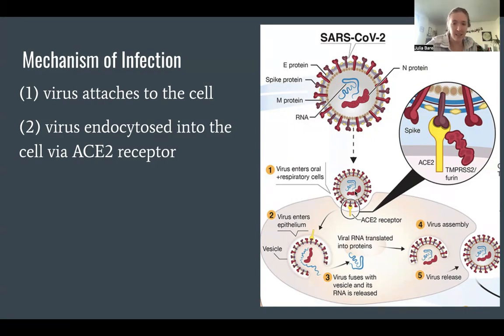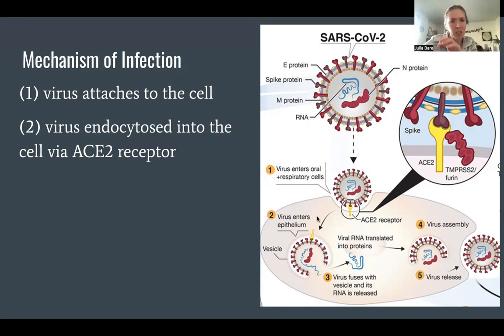The way it does this is that COVID-19 uses a receptor on your cells called the ACE2 receptor. It manipulates this receptor to allow it to infect your cells, and this allows the virus to be endocytosed into your epithelial cells in your lungs.